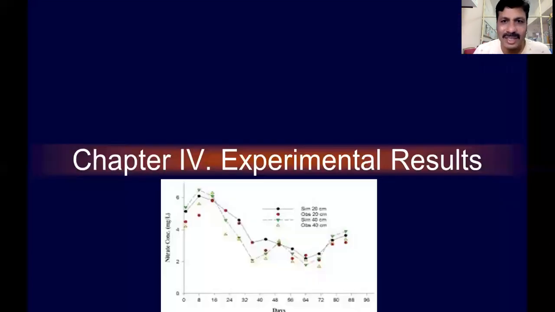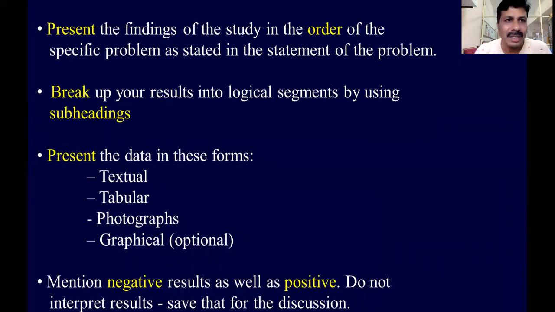The next chapter is the experimental results, the fourth chapter. In it we need to present the findings of the study in the order of the specific problems as stated in the statement of the problem. That means we need to address it objective-wise. In each of the objectives, you may have conducted many experiments, so that has to be presented subtitle-wise.